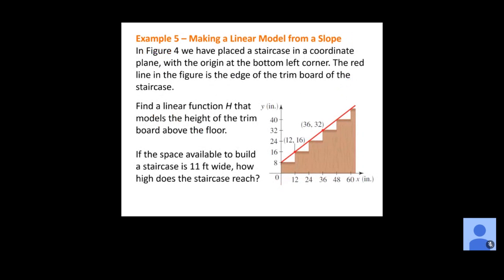All right, example 5. So we have a figure here that's given, right? That's the picture down in the bottom. We have placed a staircase in a coordinate plane. With the origin at the bottom left corner, the red line in the figure is the edge of the trim board of the staircase. So we want to first find a linear function h that models the height of the trim board above the floor. So we're basically just trying to figure out what is the linear function that would model that red line, and that red line represents the trim board. So in this case, we're going to use h.